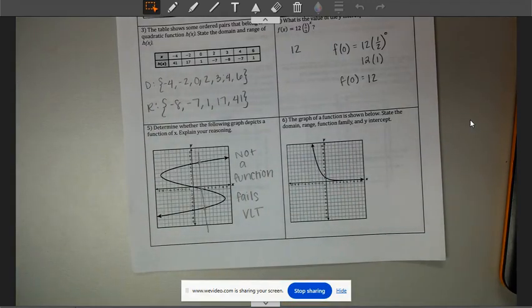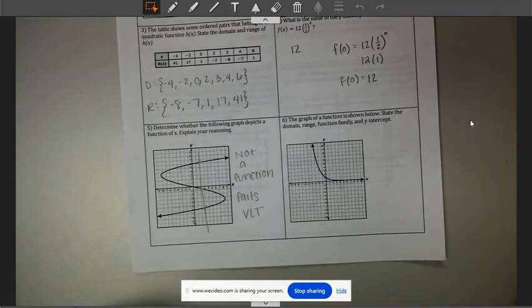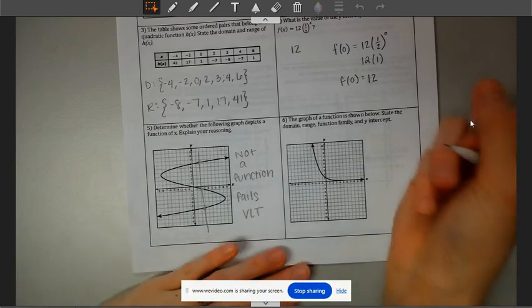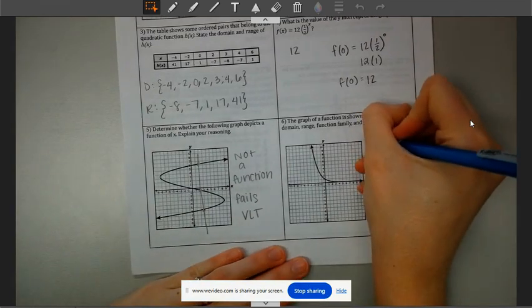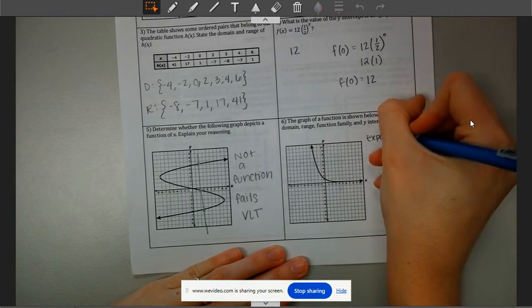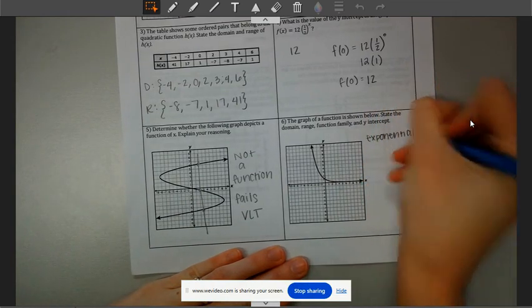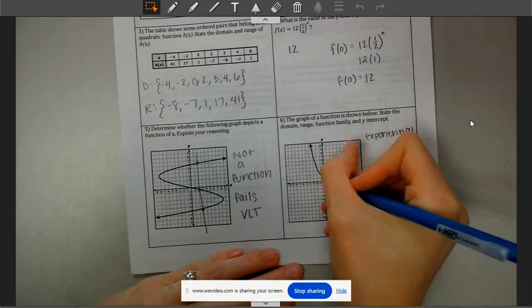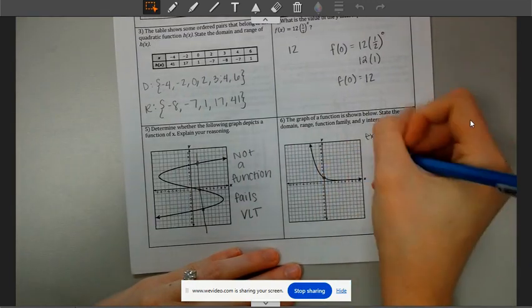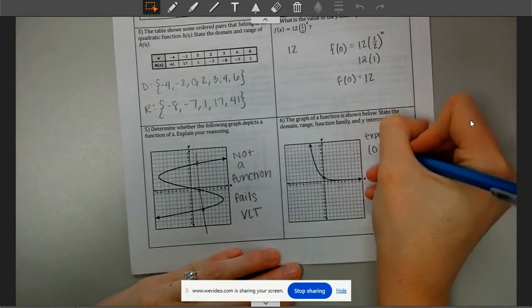Number 6, the graph of a function is shown below. State the domain, the range, the function family, and the y-intercept. Well, the function family is exponential. I can tell just by looking at the graph. Okay, the y-intercept, where we cross the y-axis, is at (0, 1).